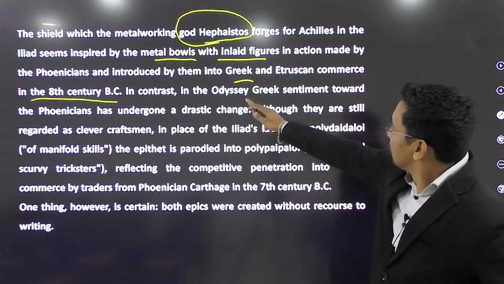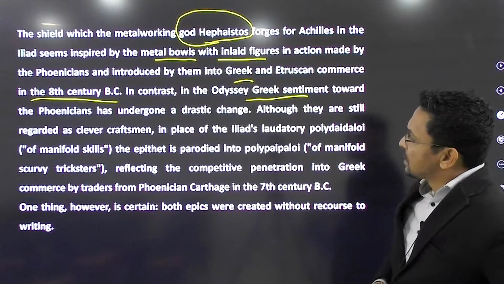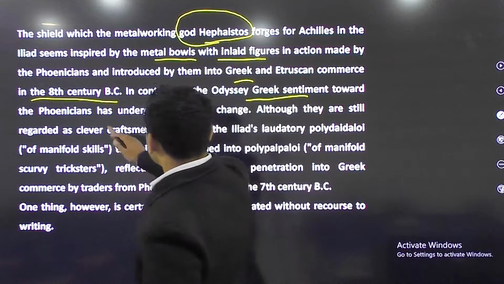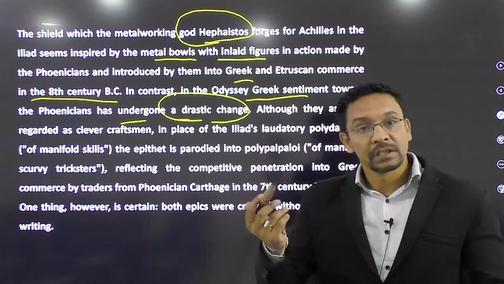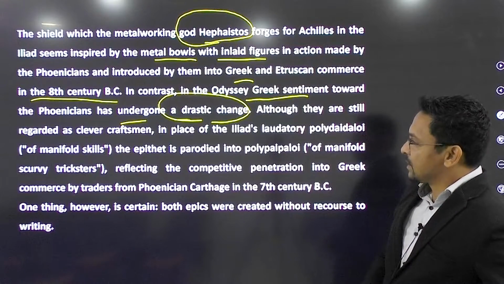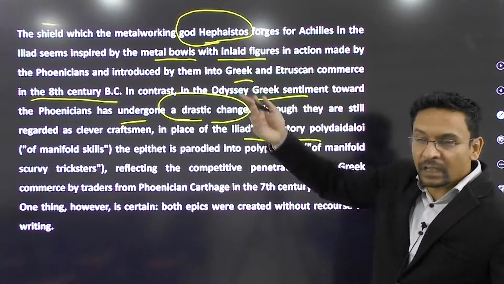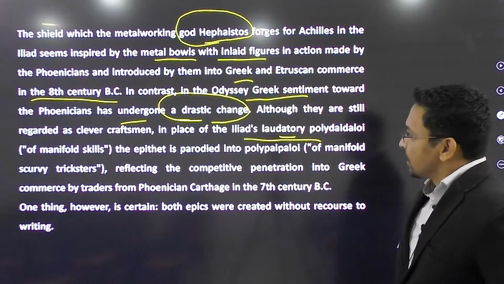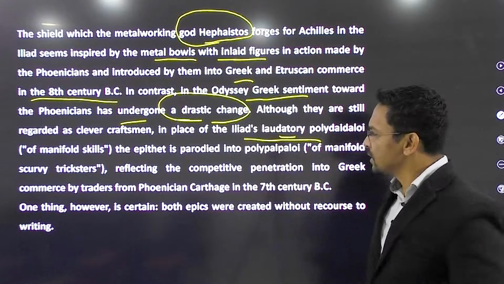उसके उल्टा ओडिसी में क्या था? In the Odyssey, Greek sentiment towards the Phoenicians has undergone a drastic change. ओडिसी में डिफरेंट था. हालांकि they are still regarded as clever craftsmen in place of the Iliad's laudatory. लॉडेटरी मींस जो तारीफ करे. पॉलीडाइडेलोई, manifold skills, somebody who can do lots of things.